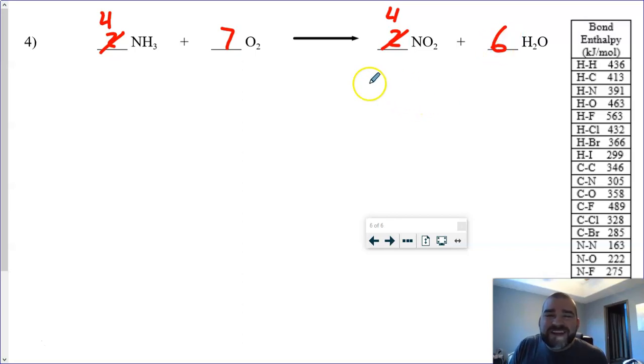12 of those, 12 of those. And then we just got oxygen. Looks like we got 14. 4 times 2 is 8, plus 6 more is 14. Gotta be right. Alright, so, structures.